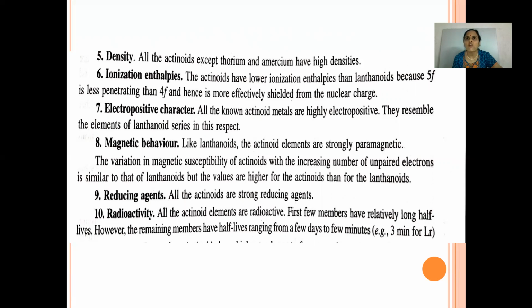Reducing agent: all actinoids are strong reducing agents. Radioactivity: all the actinoid elements are radioactive in nature. First few members have relatively long half-lives. However, the remaining members have half-lives ranging from a few days to few minutes. Example, for Lawrencium, the half-life period is 3 minutes.